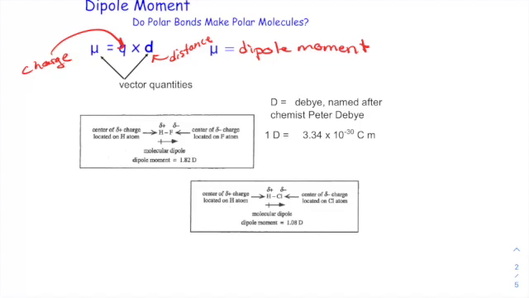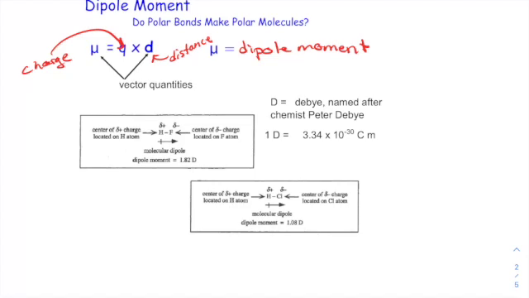So dipole moment is an actual measurable thing. A bond is polar. It has a dipole moment. So we're talking about the same thing, but polar is the adjective, dipole moment is the noun. And a lot of times we'll just say it has a dipole. So if it has a dipole, we're talking about the noun. If it's polar, we're talking about the adjective. That's the difference between those two words.